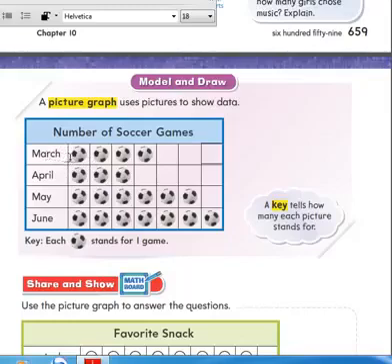So in March, there are how many balls here? There are 4. So each ball, we said, represents one game. So there were 4 games in March. In April, there are how many balls here? How many games? Yes, there are 3. And in May, there are, yes, 6. What about June? Yes, there are 7 balls or 7 games, right?